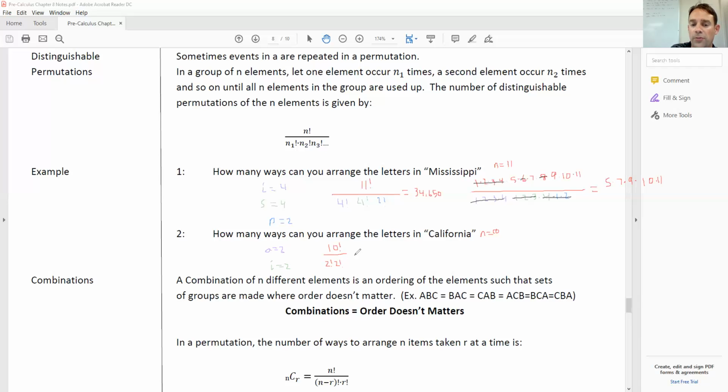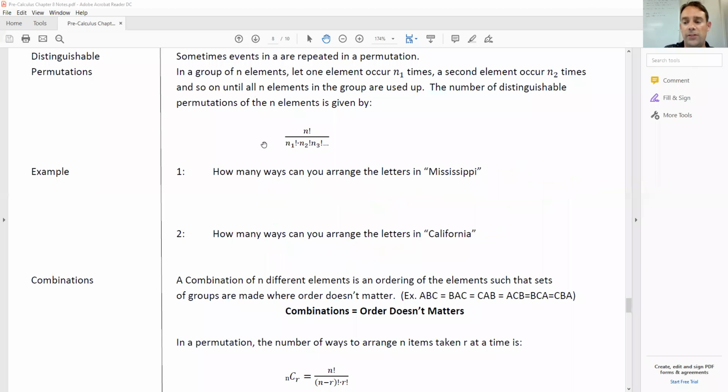Even though there's more letters in Mississippi, notice there's a lot more ways to represent the letters in California than there are in Mississippi because there's less letters that repeat. That's called a distinguishable permutation.